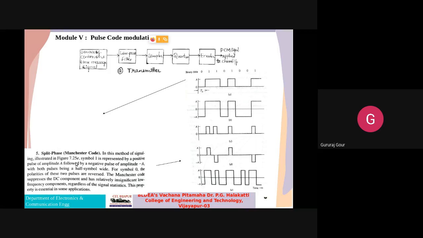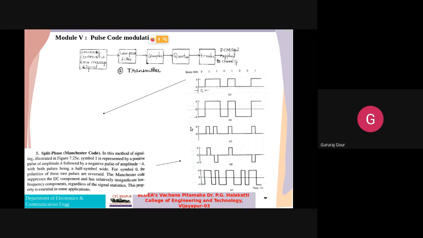We are not sending nothing or 0 for 0 now. What we are sending for 1, now we are going to send its exact reverse for 0 representation. That's why it is known as split phase coding. So Manchester code suppresses the DC component and it has relatively insignificant low frequency components with respect to signal statistics. So this property is important in some of the applications.